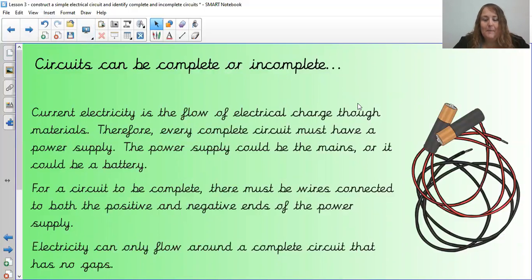Okay, so I'm going to talk to you a little bit about circuits because they can be both complete and incomplete. The current electricity is the flow of electrical charge through materials. So therefore, every complete circuit must have a power supply. And the power supply could be the mains, or it could be a battery. And remember, we've spoken quite a lot about those two things in the last 2 weeks. For a circuit to be complete, however, there must be wires connected to both the positive and negative ends of the power supply. And electricity can only flow around a complete circuit that has no gaps. That's the same with a battery and the ones that we're going to be looking at today, or the same in your houses.